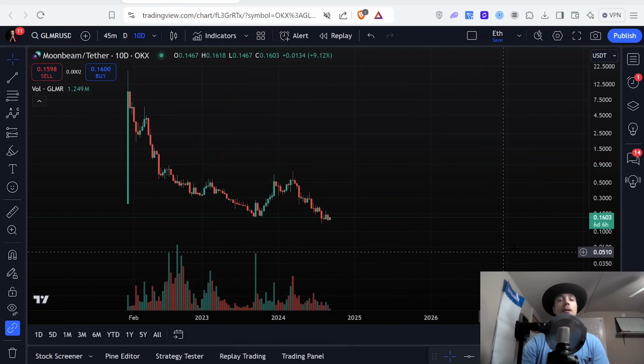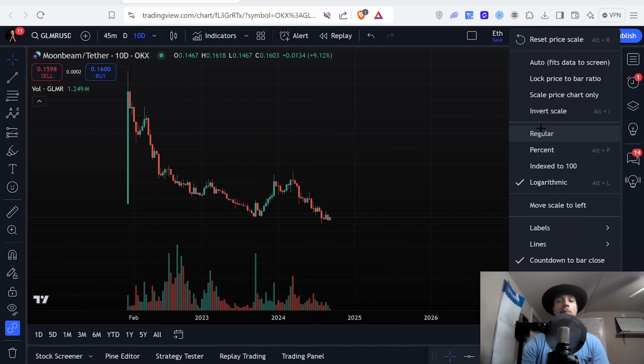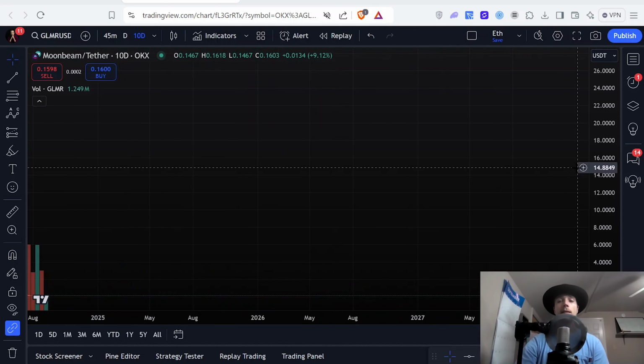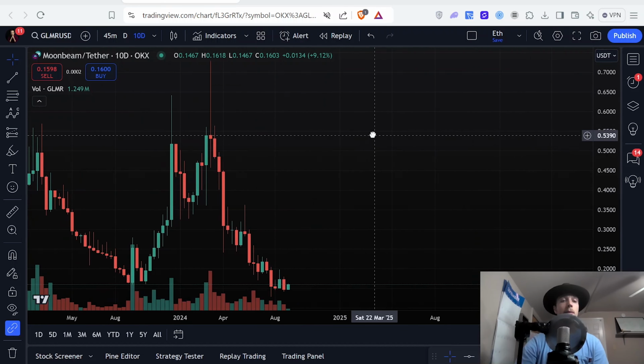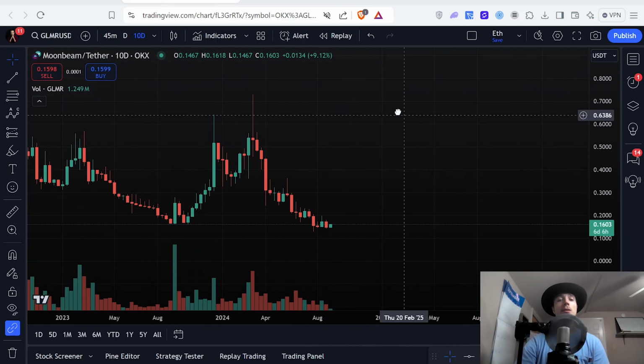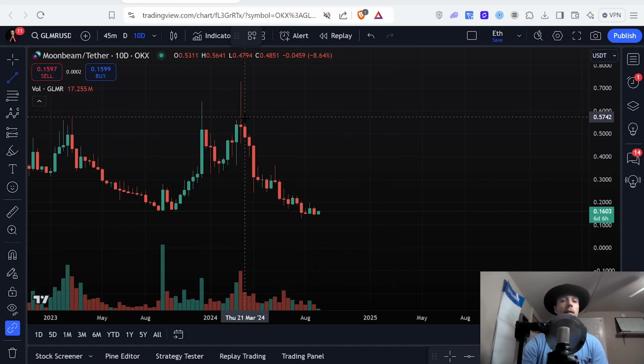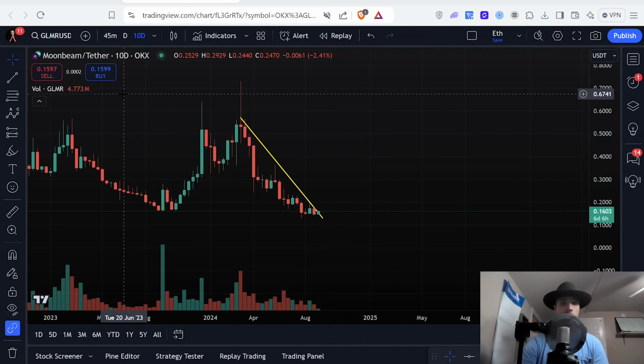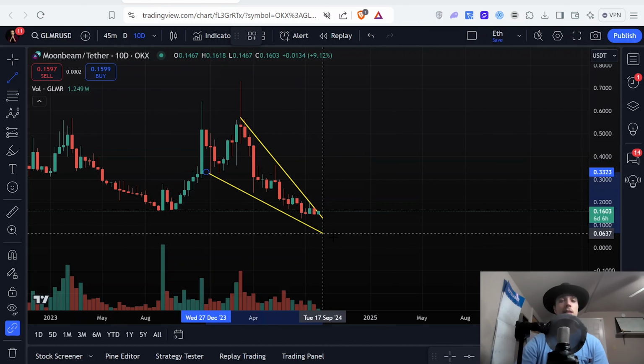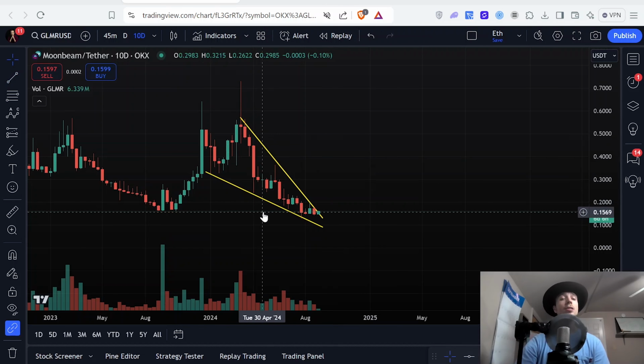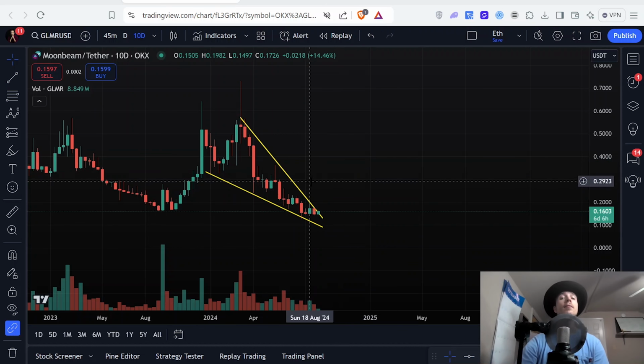Now let's take a little bit of a look here on Moonbeam on the regular chart and zoom in instead of the logarithmic scale, because we do also have a falling wedge pattern here on Moonbeam. So here is the resistance of the wedge, here's the support of the wedge, and we're actually starting to break bullish out of this falling wedge, which is a very good sign.